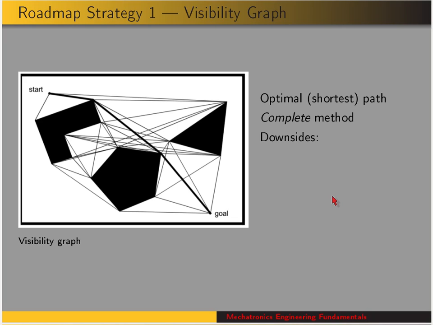Now on to graph creation methods. The first one is a visibility graph. This is made by connecting all the vertices of the objects in the map to the other vertices that it has line of sight to, hence the name visibility graph. So you can see here our environment has these three polygons in it, and the visibility graph connects the vertices that are visible to each other with lines. All these vertices represent the nodes in the graph, and then the lines are the connecting edges. And once we have the graph, then the graph search method will find the optimal path.